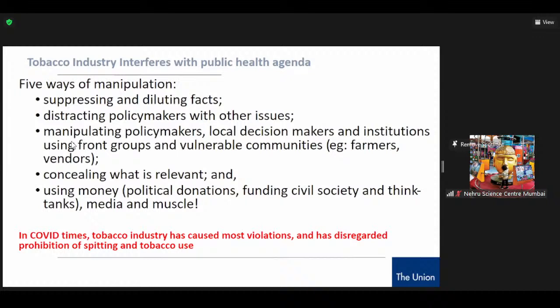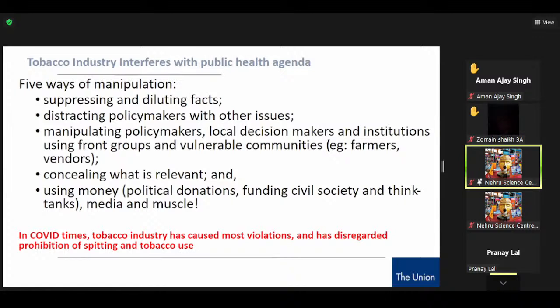So what the tobacco industry said was that the cancer that occurs from tobacco has only been proven in the West, and Indian tobacco does not cause cancer. There are no studies in India or from India that show that tobacco causes cancer. And they keep repeating this: please show us the studies. There are no studies in India.